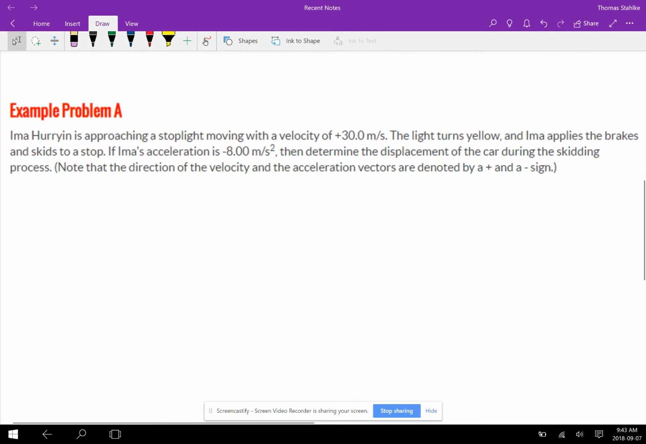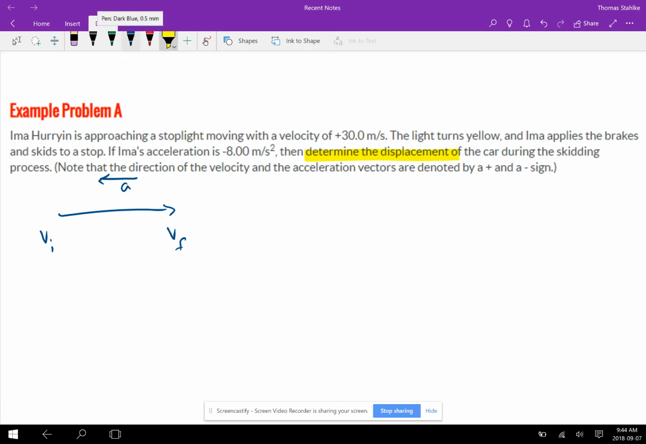A car is approaching a stoplight moving with a velocity of positive 30 meters per second. The light turns yellow. She applies the brakes and skids to a stop. If the acceleration is negative 8.00 meters per second squared, then determine the displacement of the car during the skidding process. So we could draw a quick diagram of this car moving from an initial velocity to a final velocity with acceleration in the negative direction. And what they're asking for in this question is the displacement of the car.